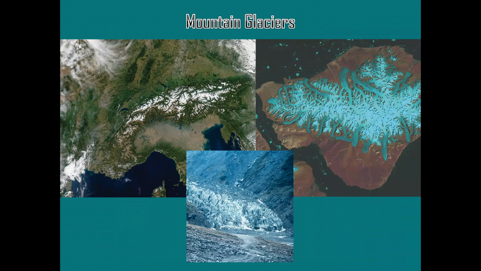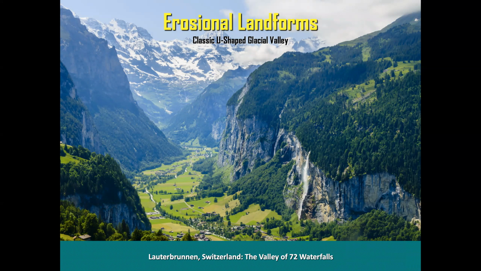And here's an example of a classic ice-carved valley. It is called a U-shaped valley because the ice at one point occupied this entire landscape here. And this is a place in Switzerland which has a very distinctive U shape, if you can sort of follow it right here. Here's the U.